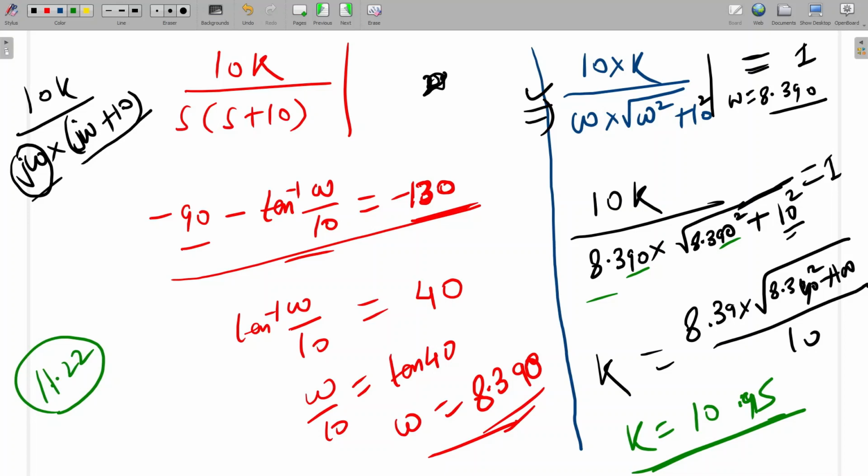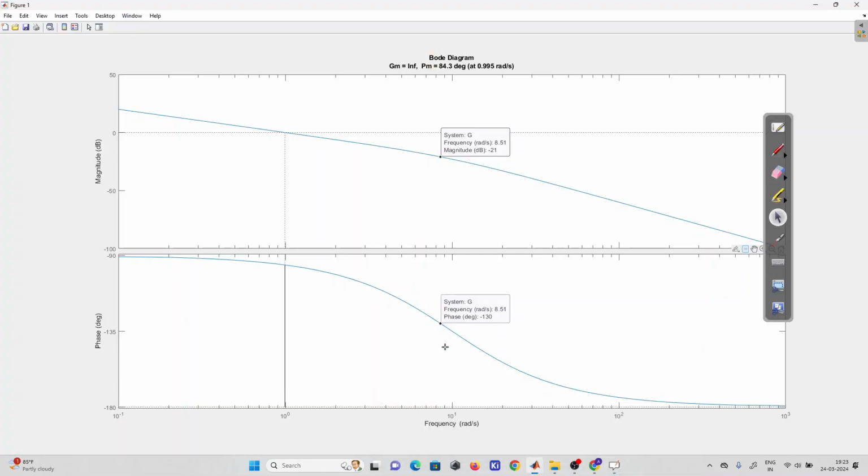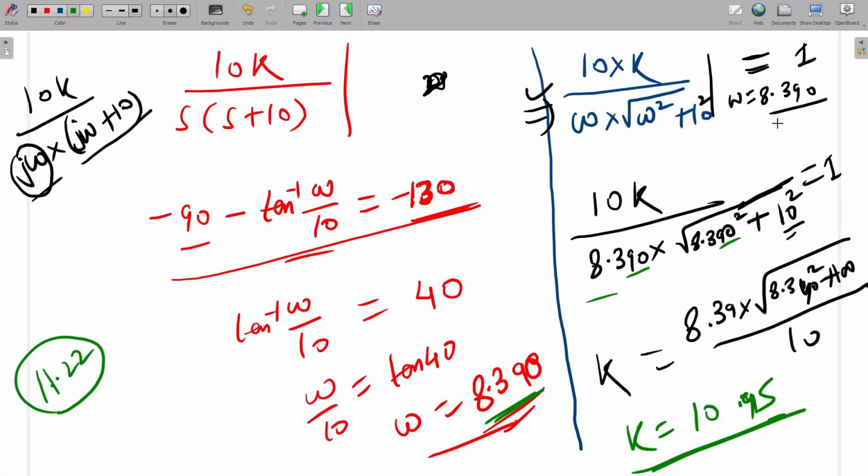Yes, sir. Okay. So this value also we have calculated. Omega is equal to 8.390. At minus 130 degree we have seen in MATLAB, how much was it? 8.51, almost same. Okay, 8.51, 8.39, almost same. Should I move to the next question? Or if any doubt is there, you can ask till now.